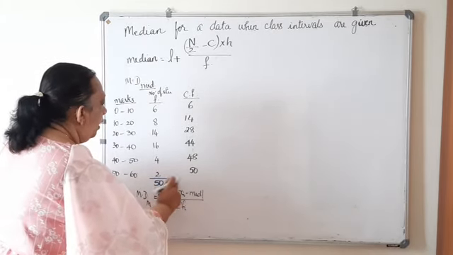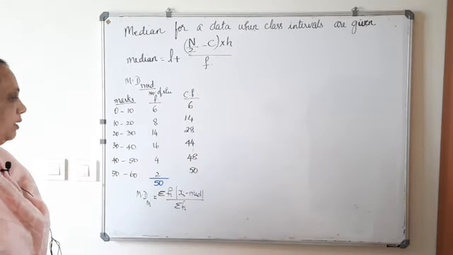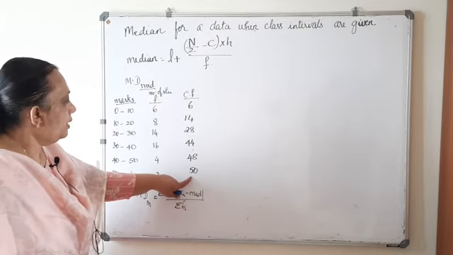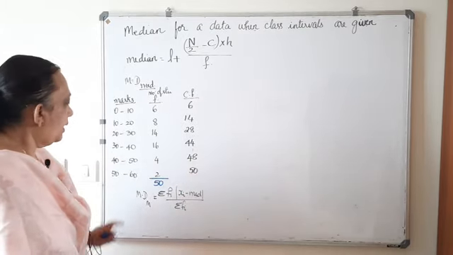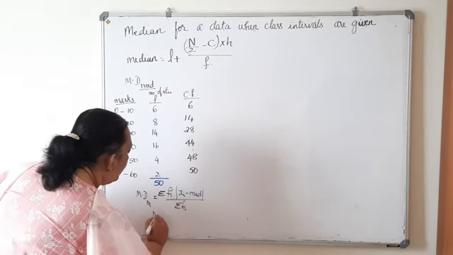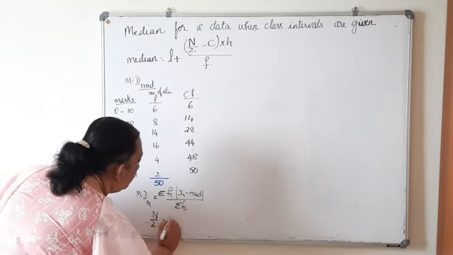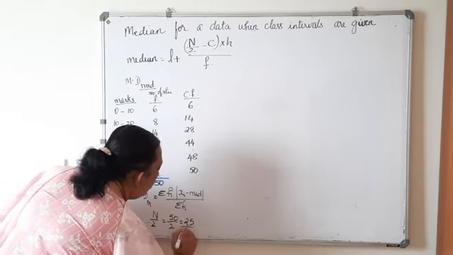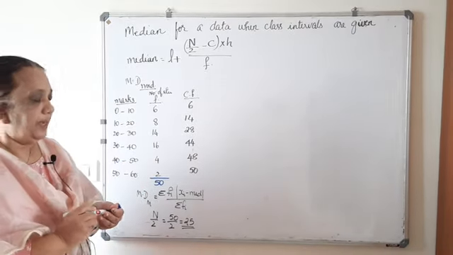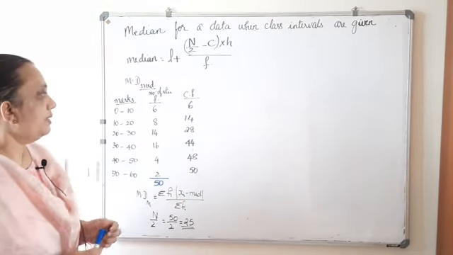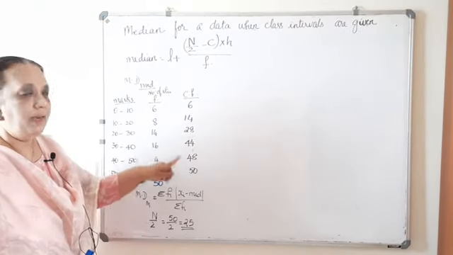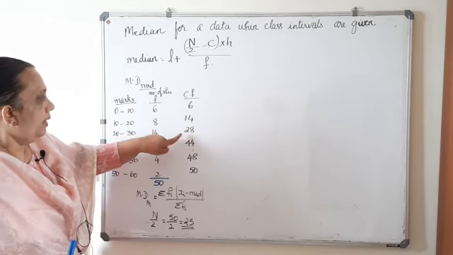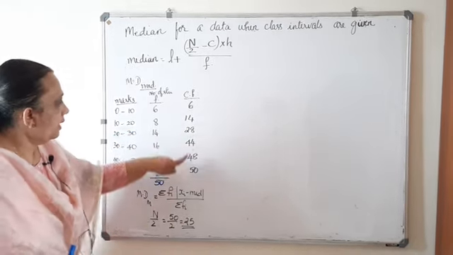So these two are equal. The sum of total frequency is equal to the last cumulative frequency, so our calculations are correct. Next, you have to find N by 2. What is N by 2? 50 by 2 is equal to 25. Now, you are going to choose the median class. Median class is that class whose cumulative frequency is just greater than or equal to N by 2. Here, it is not 14, the cumulative frequency up to 14. It is 28, because 25 is included in 28.